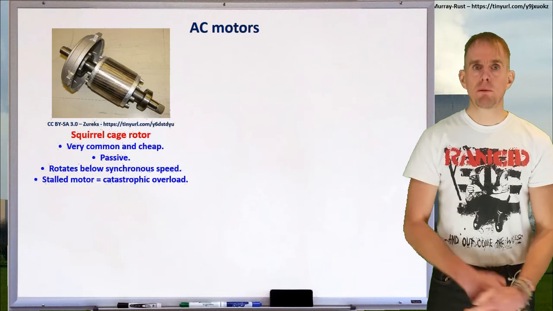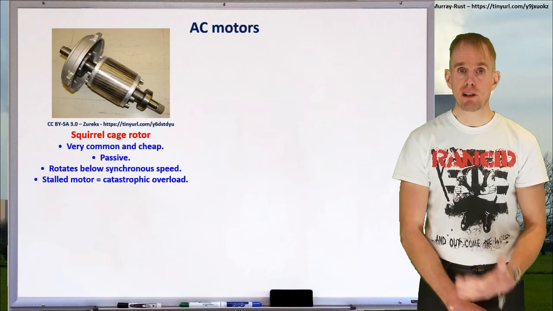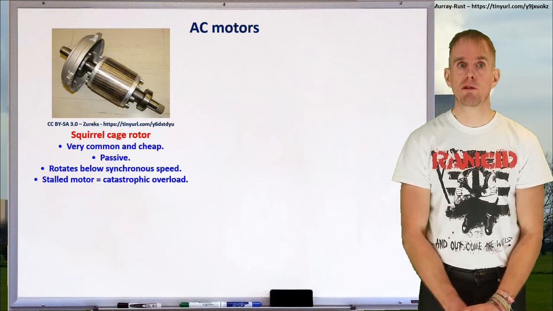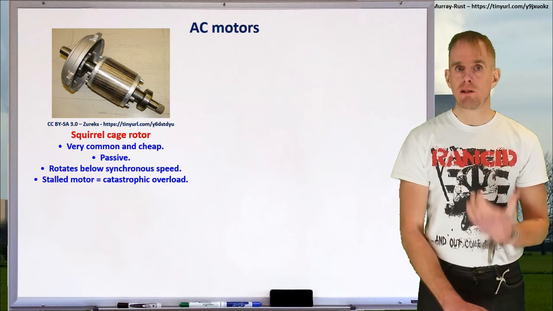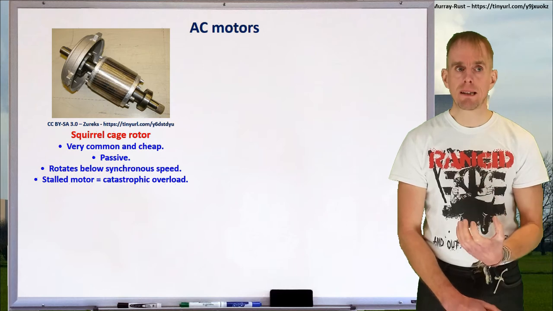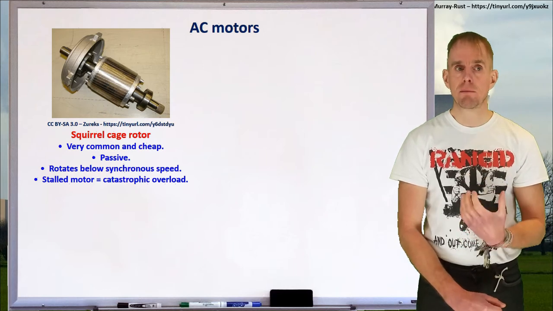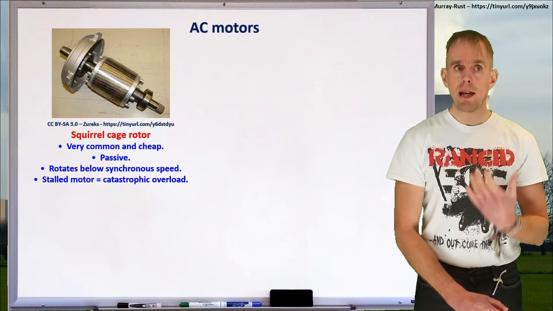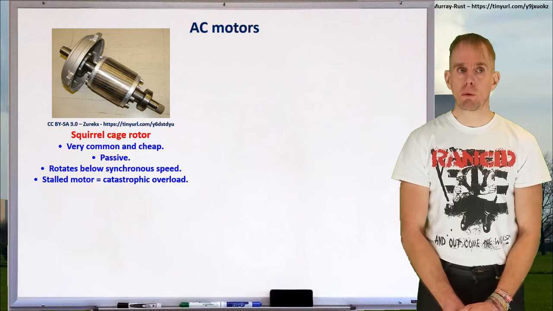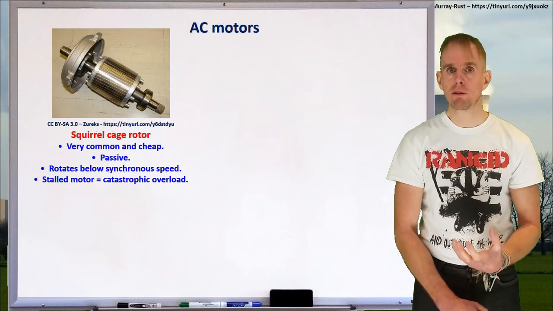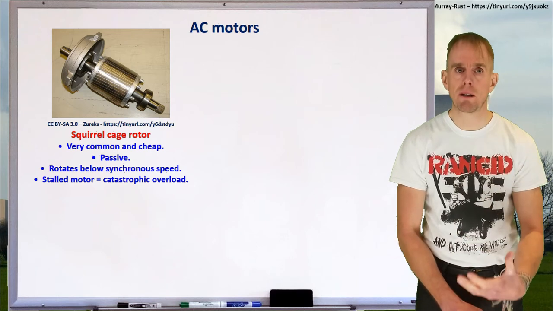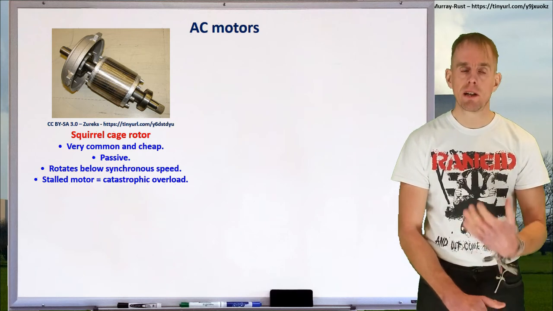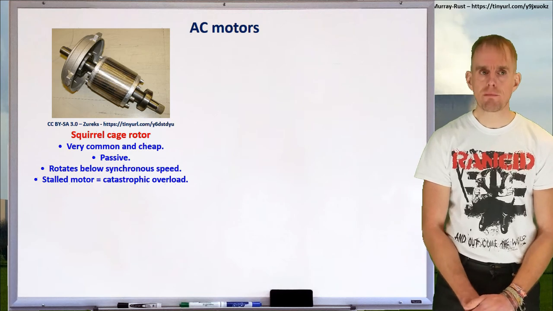So here on my whiteboard is a picture of an induction motor. They're very, very cheap. You may also hear them called a squirrel cage rotor. These are passive devices. The rotor is just a solid or laminate block of metal, and they rotate slightly below the synchronous speed. If a squirrel cage rotor gets stalled, it can result in a catastrophic overload and an overcurrent in the stator. And so when you think about the power supply to these things and overcurrent protection, you need to bear that in mind.